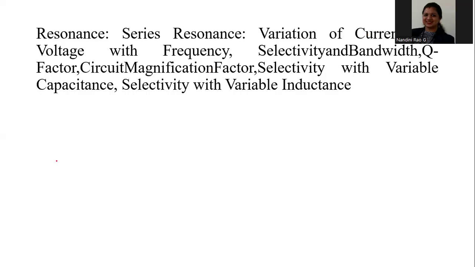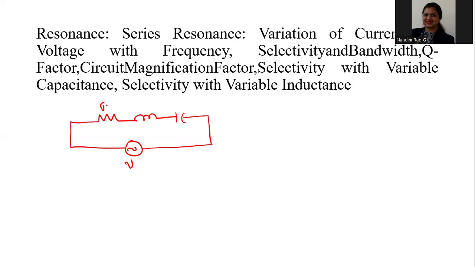Okay, so we'll be starting with series resonance. What do you mean by series resonant circuit first of all? Let me write the series RLC. So a resistor, inductor and a capacitor. AC voltage is applied to it. Let me just write it as V. This is R, L and C.